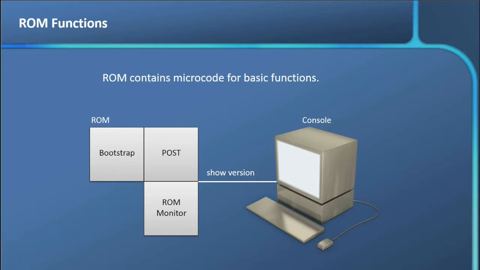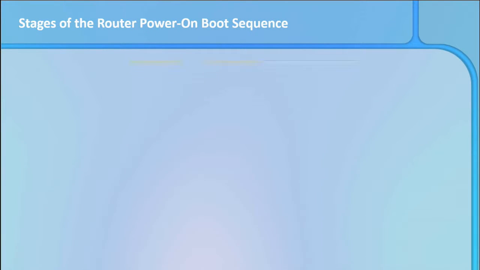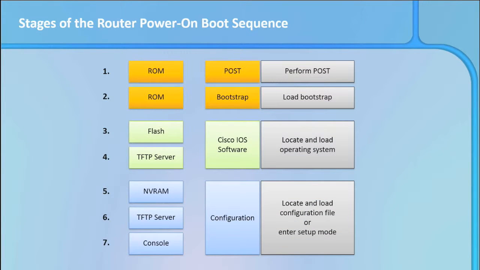When we fire up that router for the very first time, or if we're doing a reload, this ROM mechanism begins to run a series of steps. Those steps are displayed here. This is our power on boot sequence. First and foremost, the first 2 steps here are POST and our bootstrap. These originate from that ROM partition within our router.